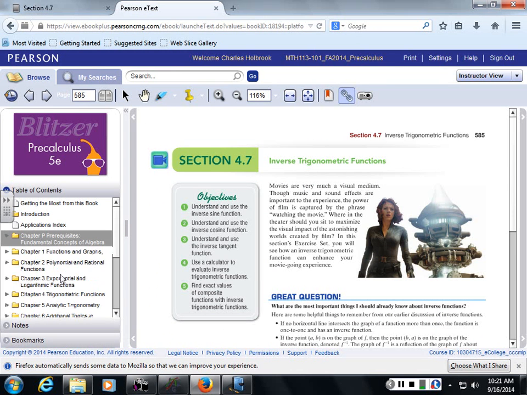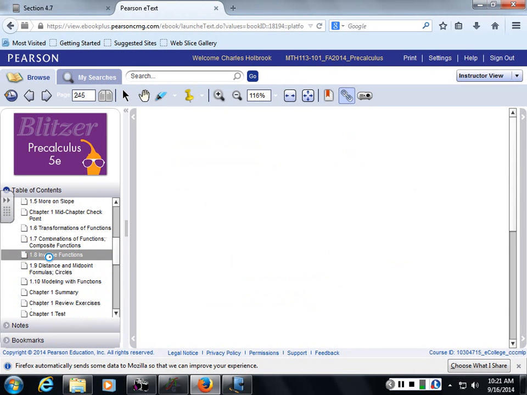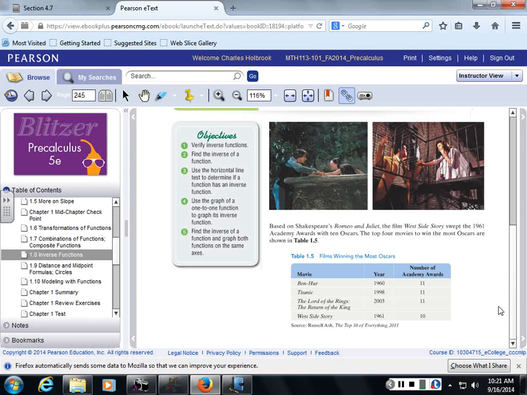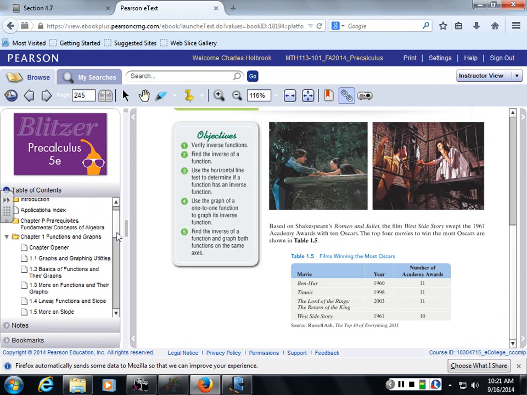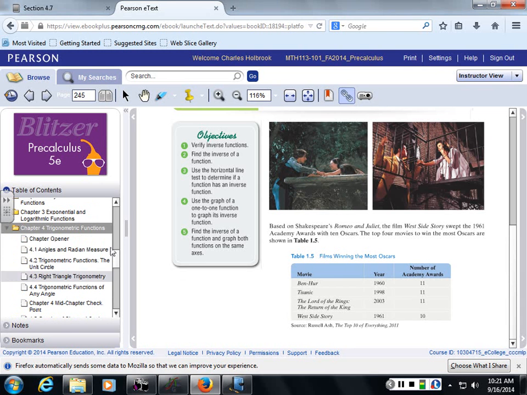Oops, wrong chapter. Look at that, inverse functions. And that's going to tell you how to do them. If you don't remember, I would definitely review that. Okay, now, back to what we were talking about.